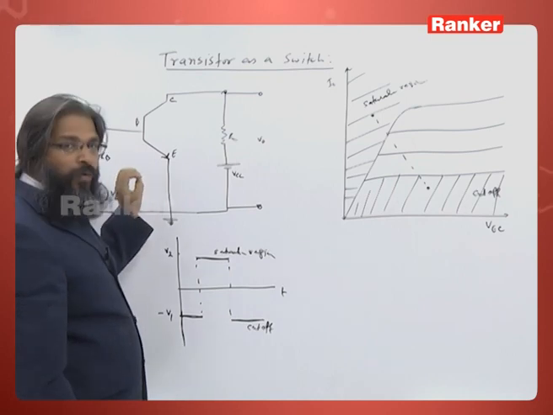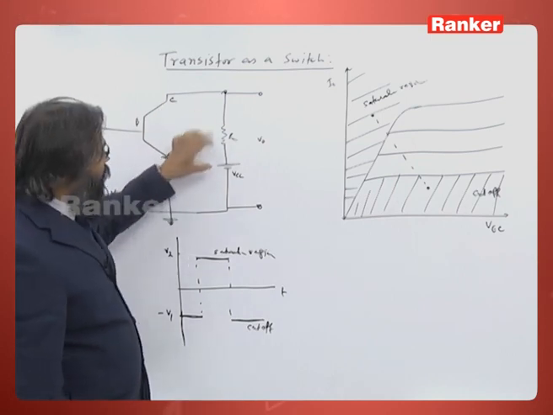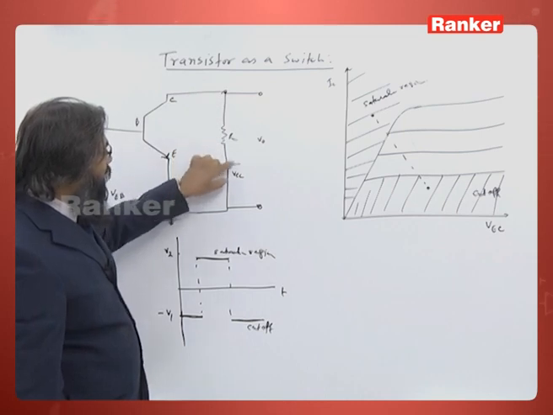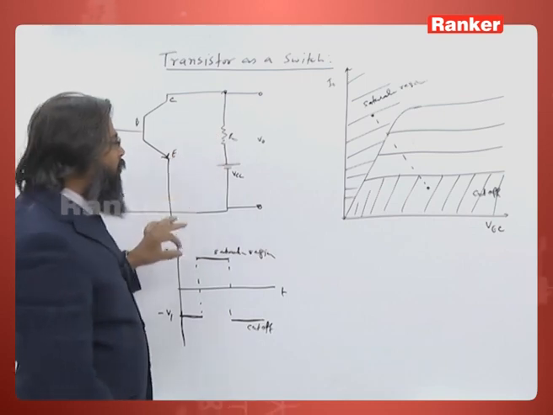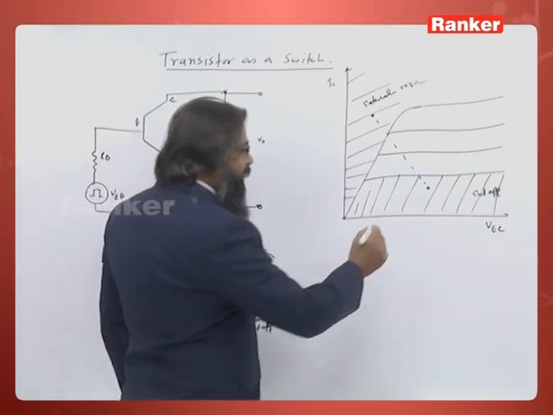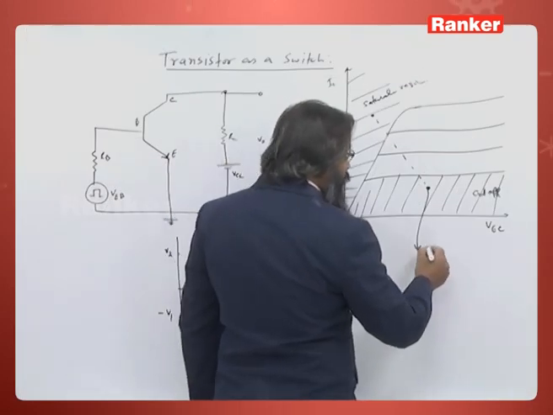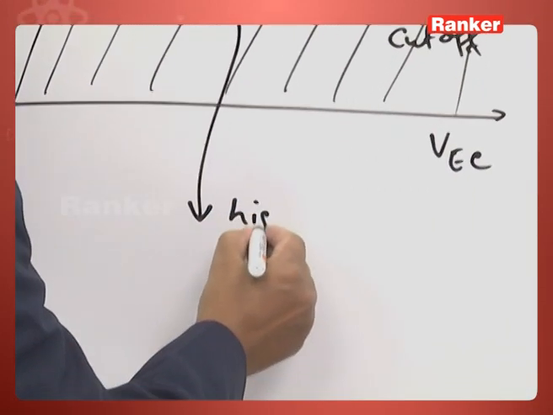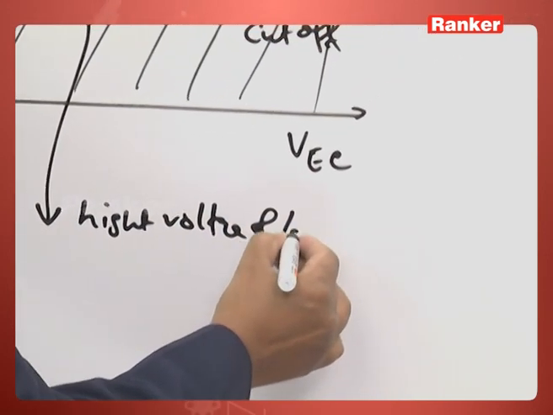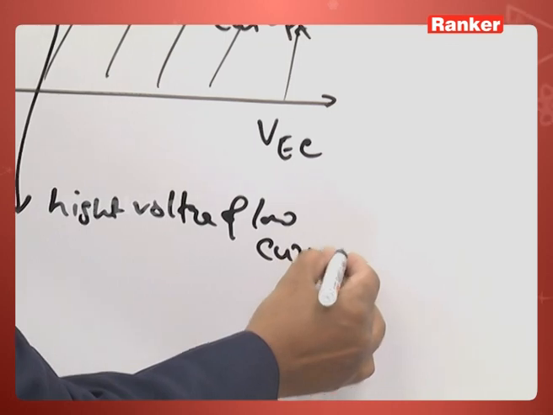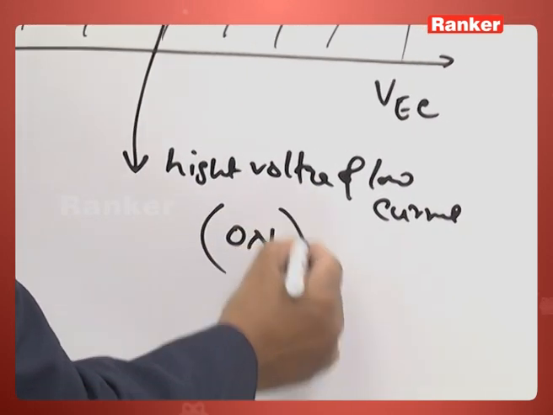So, what happens when it is reverse biased? Then there is no conduction and there is very little IC, no current IC. So, you will get the maximum voltage VCC and IC is less. This region we say is the cutoff region. So, this denotes high voltage and low current.